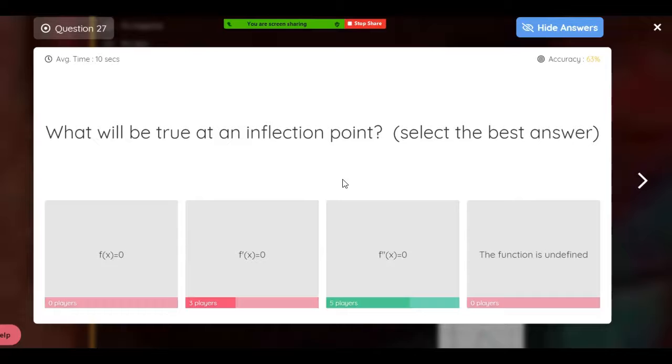What will be true at an inflection point? An inflection point is where the derivative of the function, at its second derivative, is 0, because an inflection point is a max or min of the first derivative. Therefore, it is 0 on the second derivative.